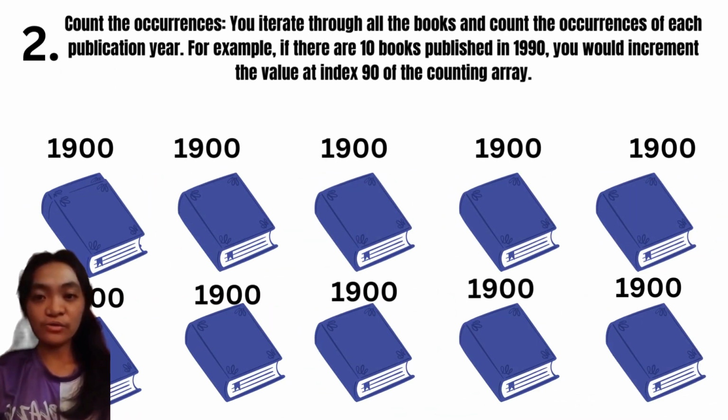Number 2. Count the occurrences. You iterate through all the books and count the occurrences of each publication year. For example, if there are 10 books published in 1990, you would increment the value at index 90 of the counting array.